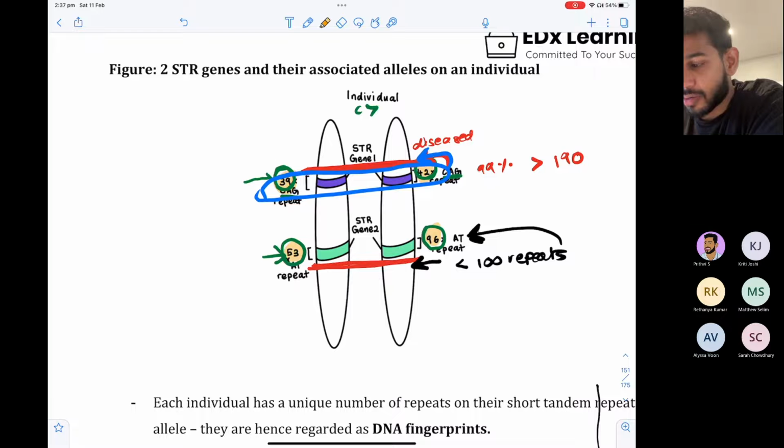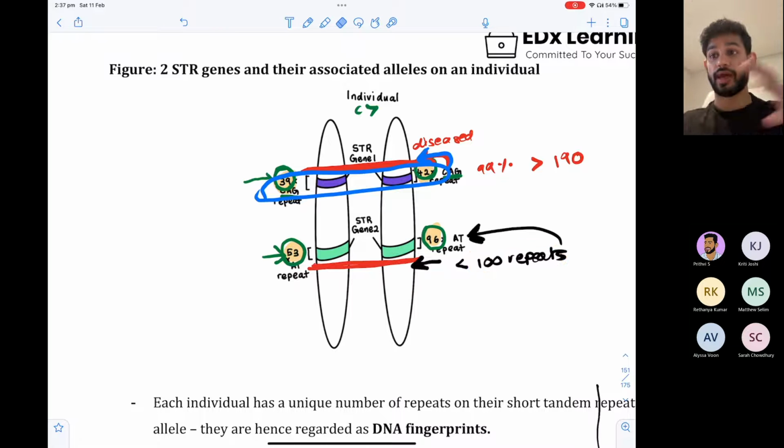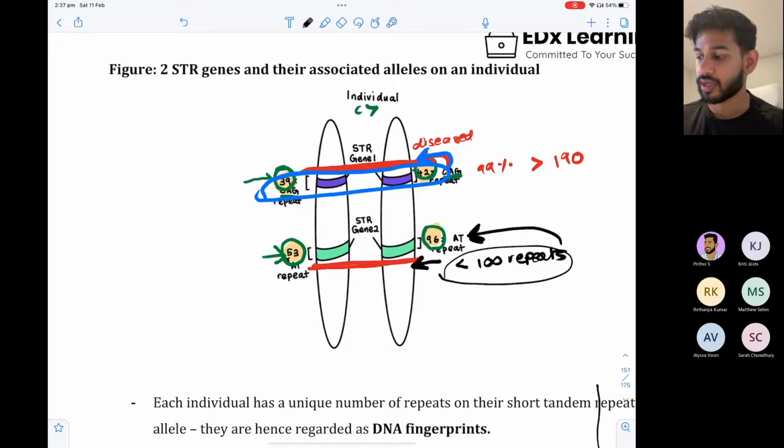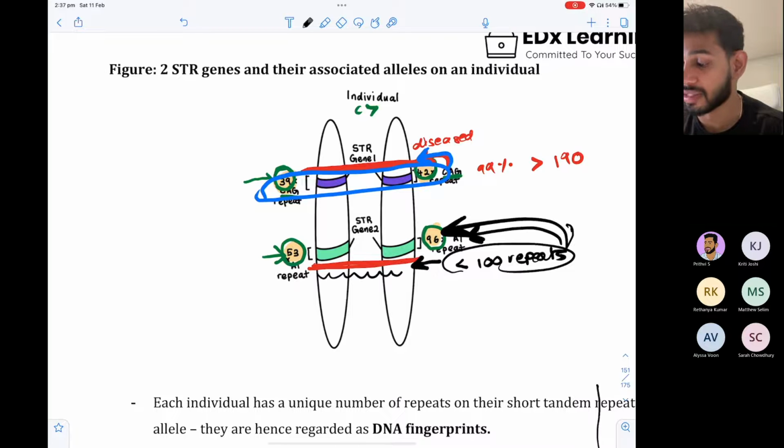Okay. The second thing, Kriti, is it's not causative. So it's not that, when someone has less than 100 repeats, that causes this gene to become diseased. It's just based on the Human Genome Project and looking at everyone's DNA, they saw a correlation. People with less than 100 repeats at this short tandem repeat location had a high likelihood of there being a disease gene here, right? But it's not causative.